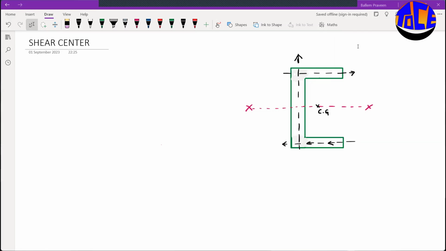Let us see how we can find the location of the shear center, or the distance of the shear center from the center of the channel section, that is from O, for the given channel section. This is a channel section which is symmetrical about the XX axis.